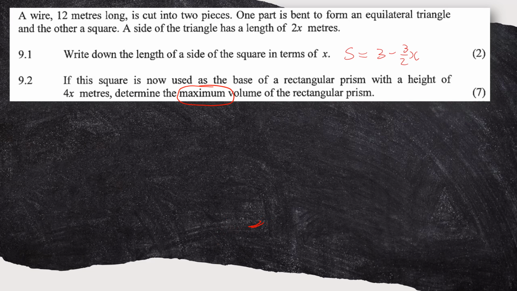So in this case, we need to get the maximum volume of the rectangular prism. And if you refer to our first session of optimization, we did mention that if you are to maximize something, you must first get a mathematical equation or an expression for the something you want to maximize or minimize.